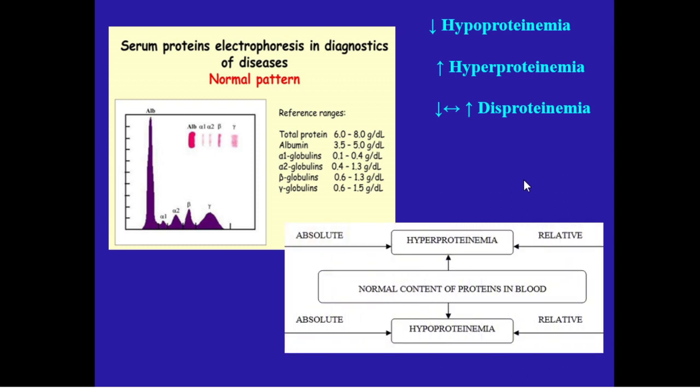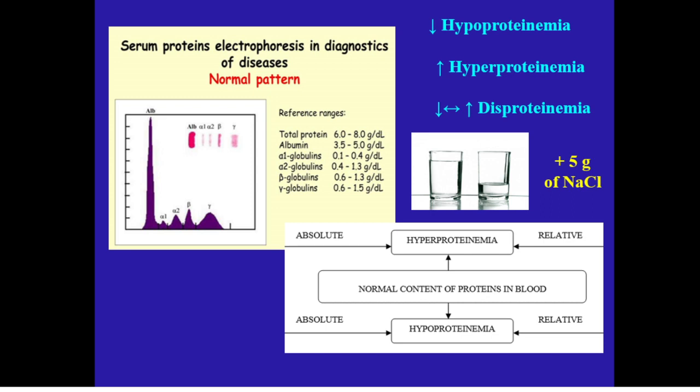It is necessary to explain that hypo- and hyperproteinemia can be absolute and relative. To explain this, look at these two glasses with water and imagine that we put the same quantity of substance, 5 grams of sodium chloride, in each of these glasses. The quantity of sodium chloride in both glasses will be the same, 5 grams, but the concentration, of course, here will be significantly higher. I think that's 3 times higher than here.